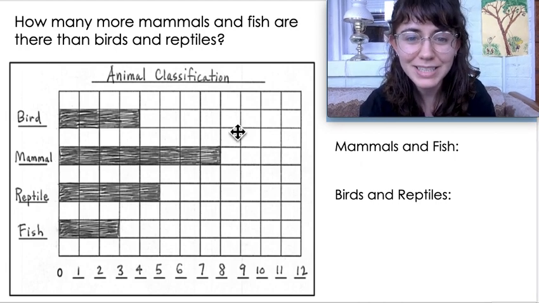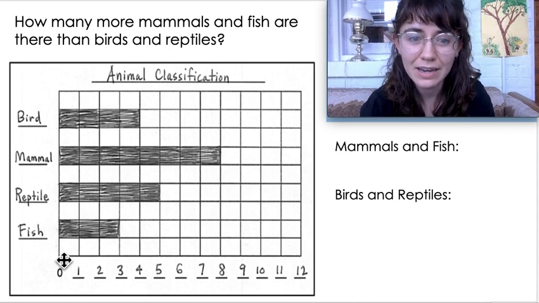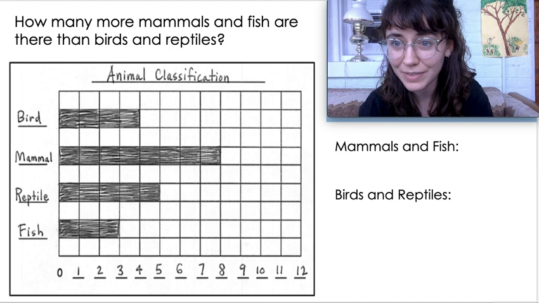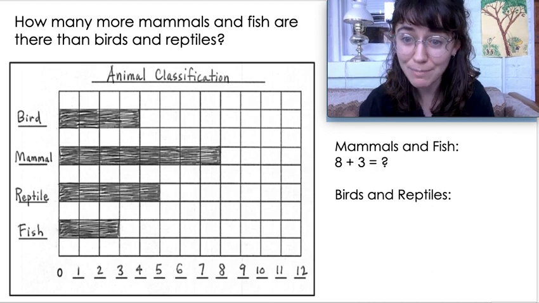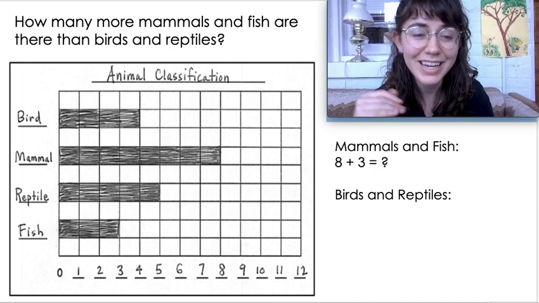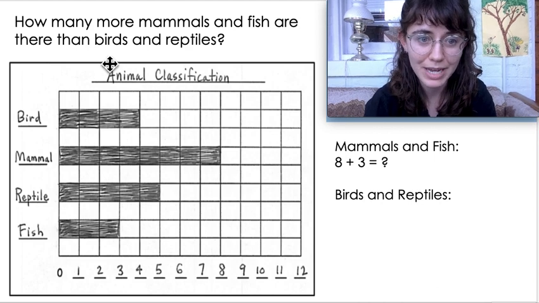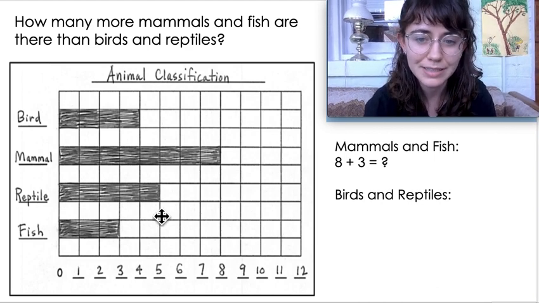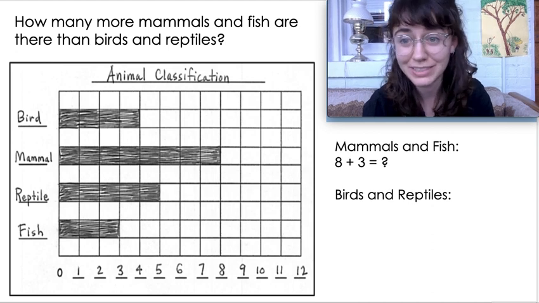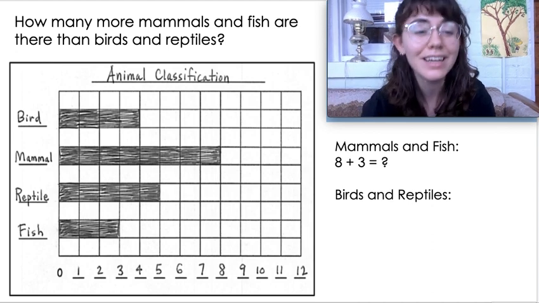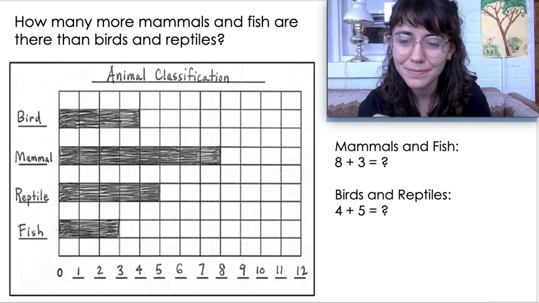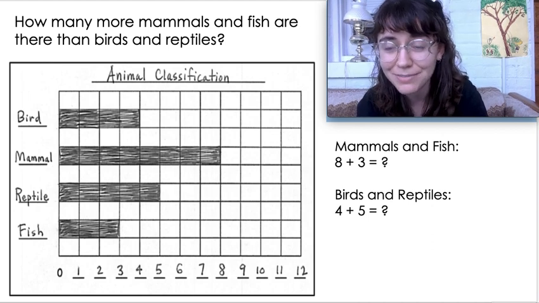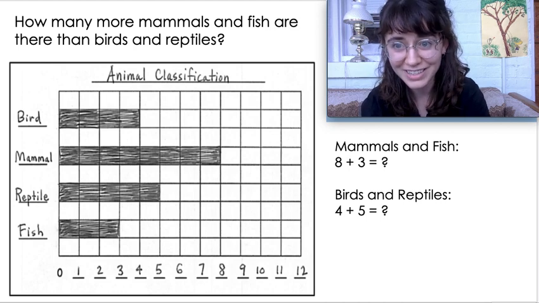All right, mammals has 8 and fish has 3. So my number sentence for mammals and fish is 8 plus 3. Now, let's look at birds and reptiles. Birds is 4, reptiles is 5. So my number sentence for birds and reptiles is 4 plus 5. Now, all you have to do is just solve those 2 number sentences to find the number in each group. Go ahead and do that on your own.